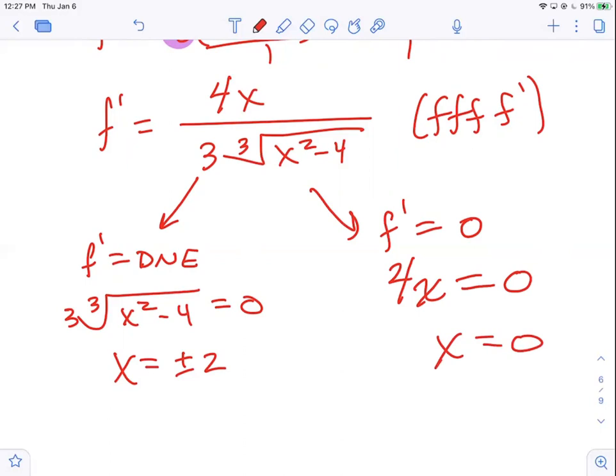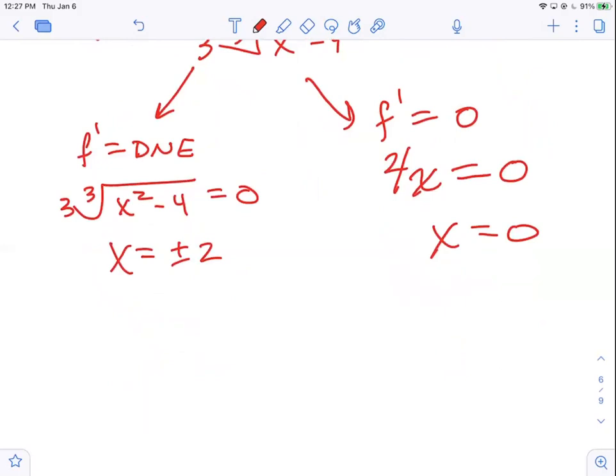How many critical values do we have total? 3. Do we have any discontinuities? Any discontinuities of f, I'm sorry. No. Because remember, the sign of f prime can also change at a discontinuity of f. But we don't have any of those. So if we did, we would put them in the number line chart. But right now, it's continuous for all real numbers. We only have 3 critical values. 3 critical values means we have 4 intervals to test. Always one more interval than critical values.